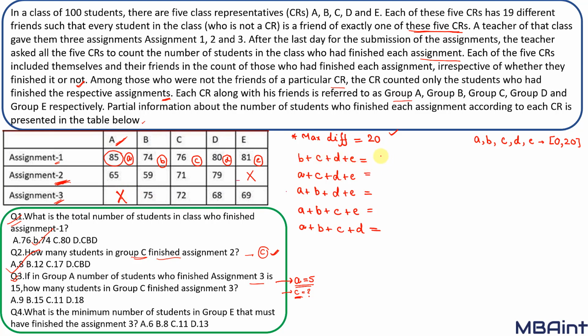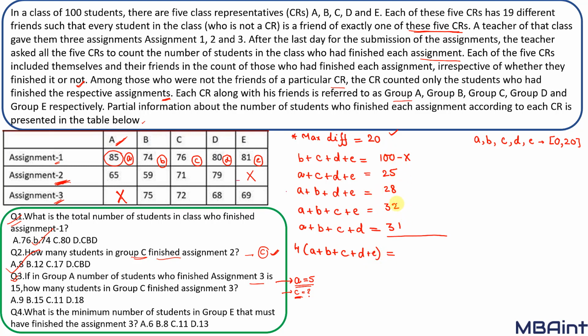So B plus C plus D plus E would be 100 minus X, right? Now this is 75, so the difference is 25. Again, this would be 28. This would be 32. And this would be 31. Now let's quickly sum this up. If I sum this up, I will get 4 times A plus B plus C plus D plus E. And on the RHS, I'll get how much?